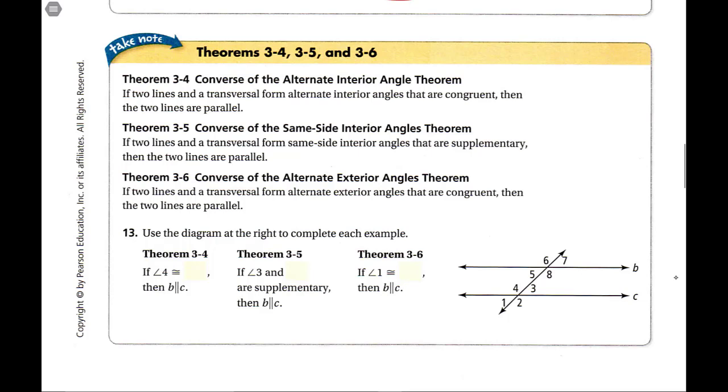Using the diagram at the right, we're going to complete each example. For theorem 3.4, which is the converse of the alternate interior angle theorem, if angle 4 is congruent to, so here's angle 4, and we're talking about alternate interior angles, so the alternate interior angle to angle 4 is angle 8. If those two angles are congruent, then lines B and C have to be parallel.